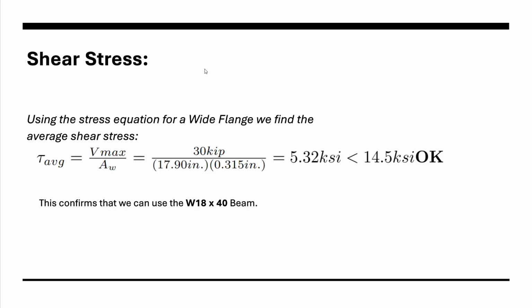To determine the shear stress, which will allow us to determine if the beam is adequate, we use our stress equation for a wide flange, which is our shear stress average equals V max over the area, which is 30 kip all over 17.90 inches times 0.315 inches, which gives us 5.32 ksi, which is well below our maximum of 14.5 ksi. This confirms that we can use our selected beam, which was the W18 times 40.